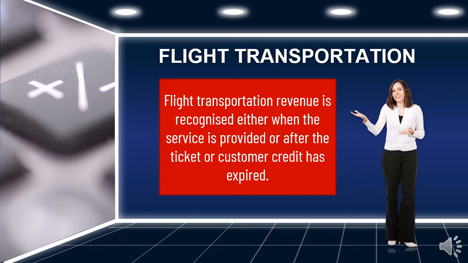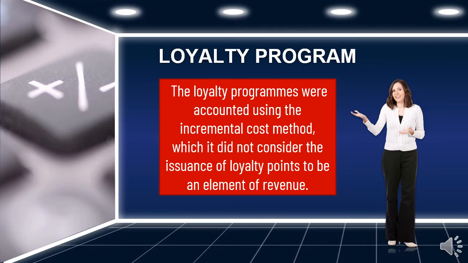Based on US GAAP, for flight transportation, the revenue is recognized either when the service is provided or after the ticket or customer credit has expired. Next, loyalty program. Under US GAAP, the loyalty program was accounted for using the incremental cost method, which did not consider the issuance of loyalty points to be an element of revenue.